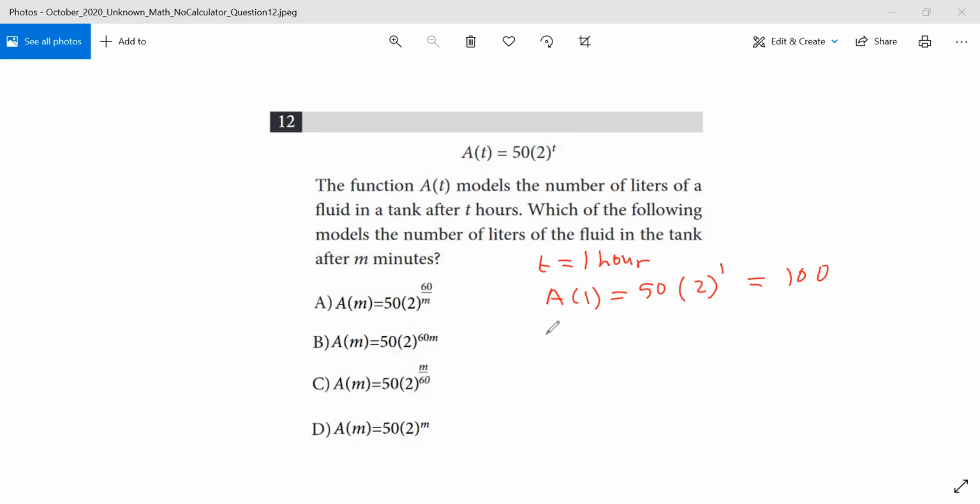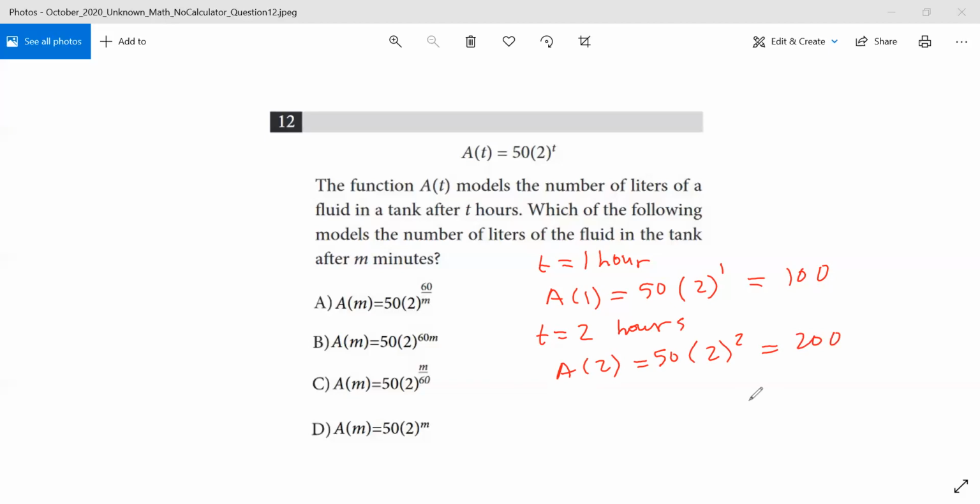Now, similarly, if t is, for instance, 2 hours, then a of 2 is 50 times 2 to the 2, which is 50 times 4, that's 200.